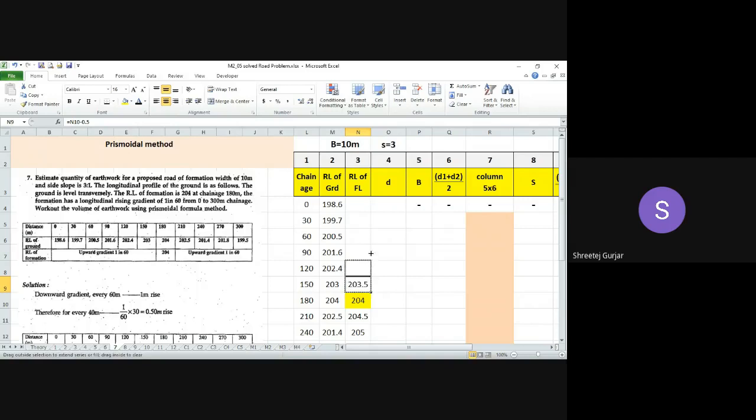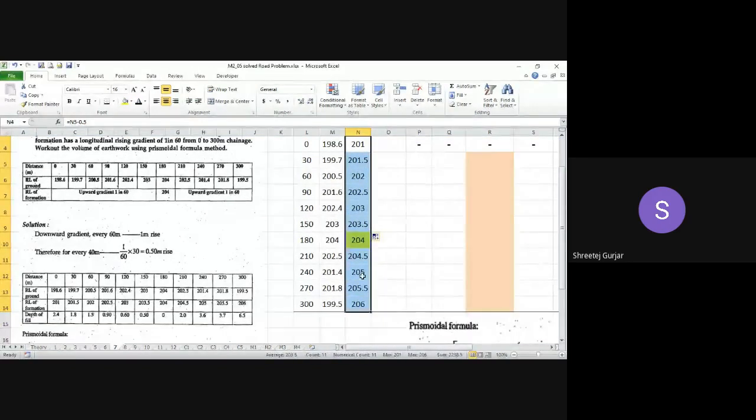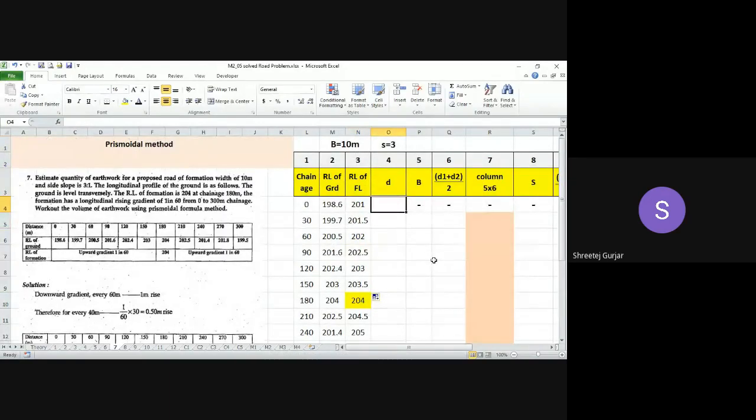Similarly, I have to drag this. This RL minus 0.5 will give you this RL. So 203 minus 0.5 will give you this RL, and 202.5 minus 0.5 will give you this RL. Similarly, all of these RLs we have calculated. It starts from 201 going up to 206, so it has a uniform rising gradient of 1 in 60. Only this RL was given, so we have calculated all the remaining RLs. Similarly, you can find the depth: RL of formation minus RL of ground level.